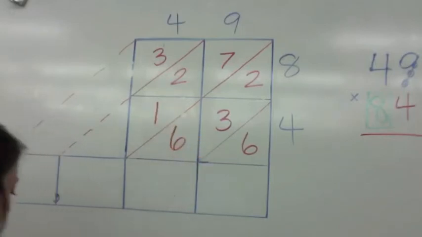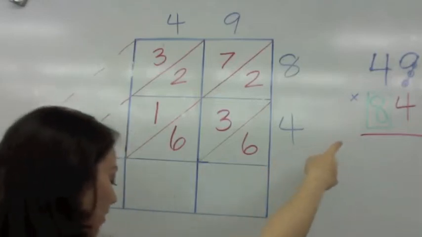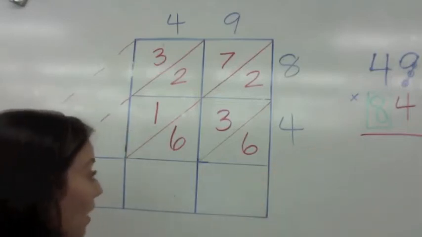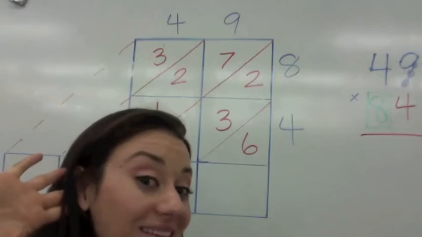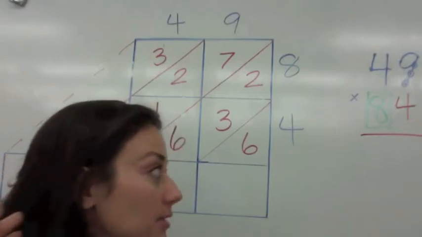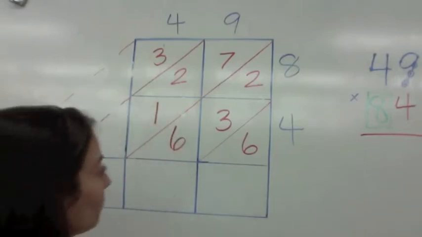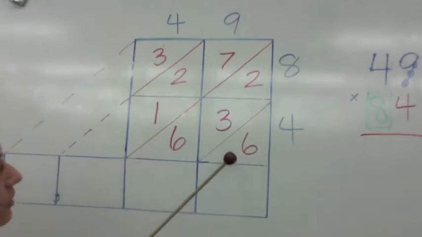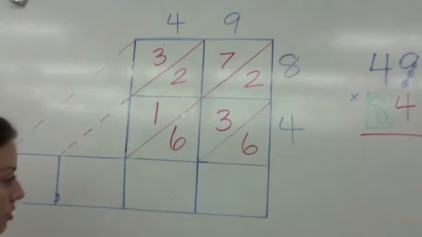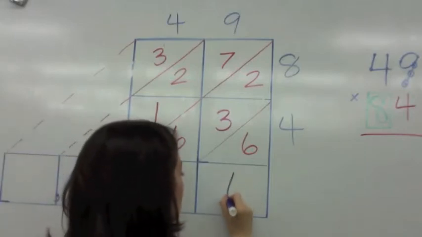Okay? Now the last step, just like when we do the standard way of multiplication, is that you have to add the products. All right, so we're going to do that, only we're going to add the numbers that are under the diagonal. So the first number in the bottom right-hand corner is 6. So the answer here is 6.